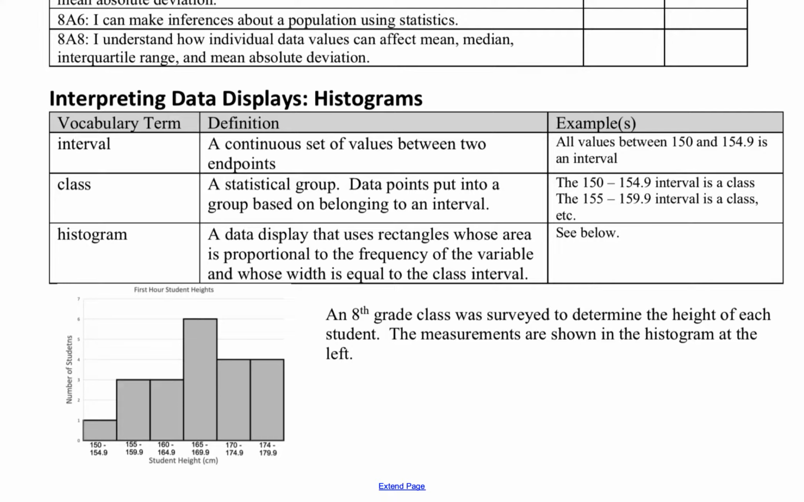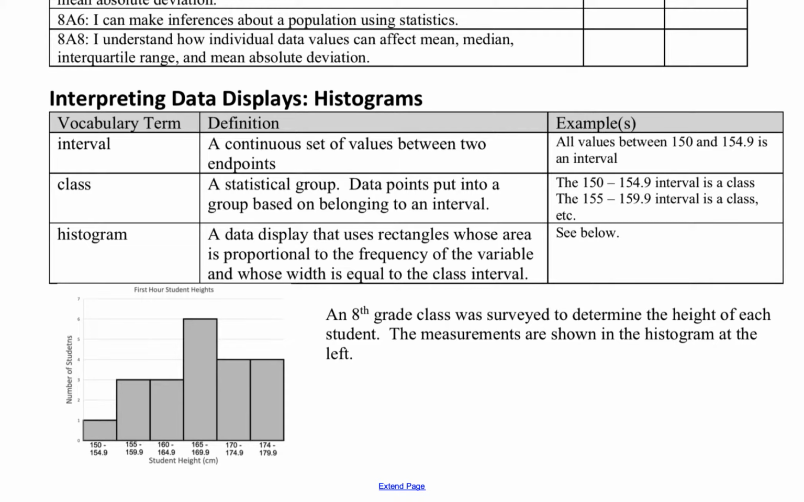A class is a statistical group. Data points are put into a group based on belonging to an interval. So you could have the 150 through 154.9 interval and use that as a class. The 155 through 159.9 could be an interval used as a class.